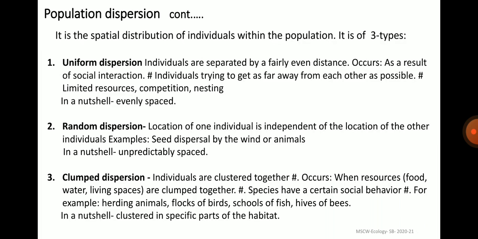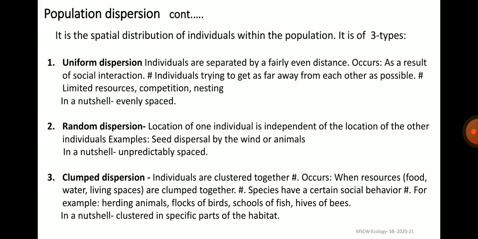Some more information regarding population dispersion, as we have already mentioned. It is the spatial distribution of individuals within the population, and it is of three types. Uniform dispersion, also known as regular dispersion: here individuals are separated by a fairly even distance. It occurs as a result of social interaction, where individuals try to get as far away from each other as possible, and if there are limited resources, competition among themselves and for nesting. In a nutshell, in uniform dispersion the individuals of the population are evenly spaced.